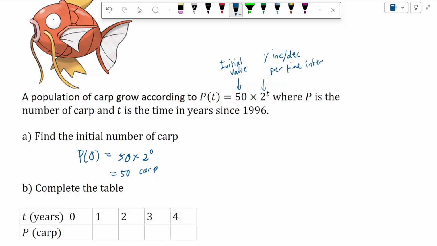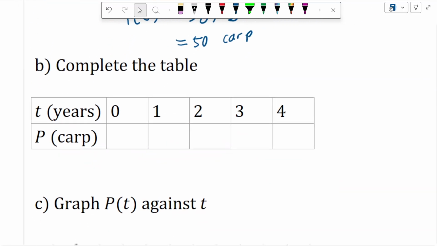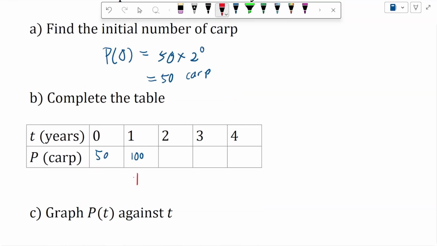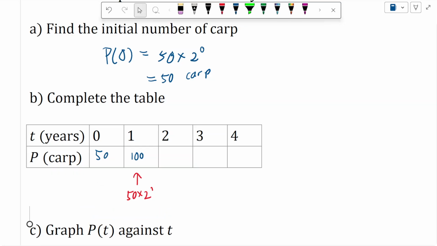So because that is a 2, this population will be doubling each year. That's how that works. So for example, at year 0, we got 50 carp. At year 1, I can tell you we'll have 100 because it's doubling each year. But let's see if we can check that. So we can go 50 times 2 to the 1. That would be the equation there.